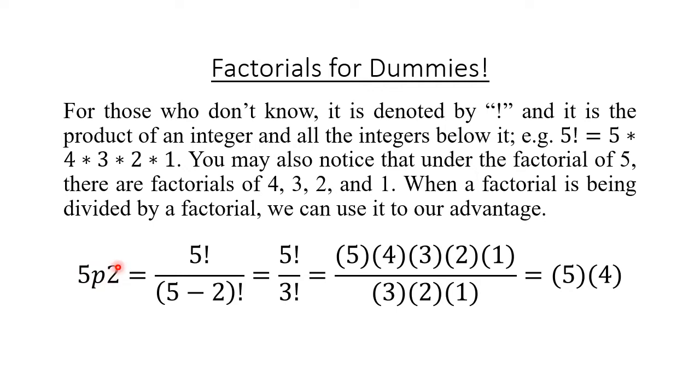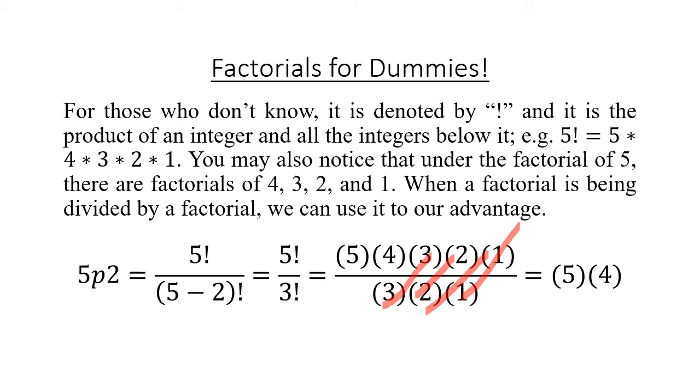5P2 is equivalent to 5 factorial over 5 minus 2 factorial, which is equivalent to 5 factorial over 3 factorial, which is equivalent to 5 times 4 times 3 times 2 times 1 divided by 3 times 2 times 1, which is equivalent to 5 times 4. How did we get 5 times 4? We simply cancel the 3 times 2 times 1, and then voila.